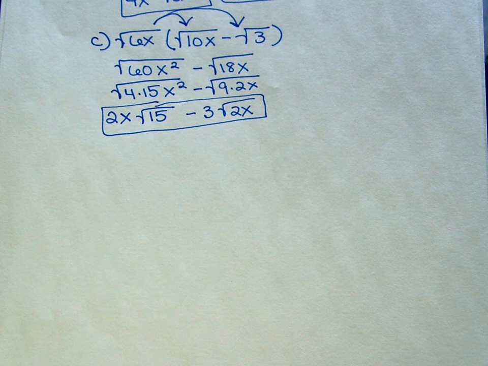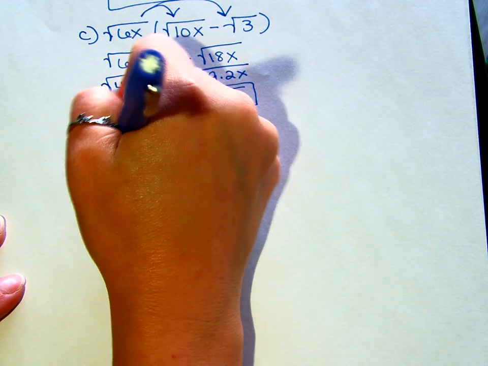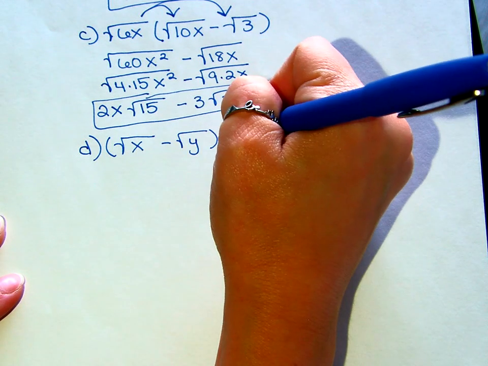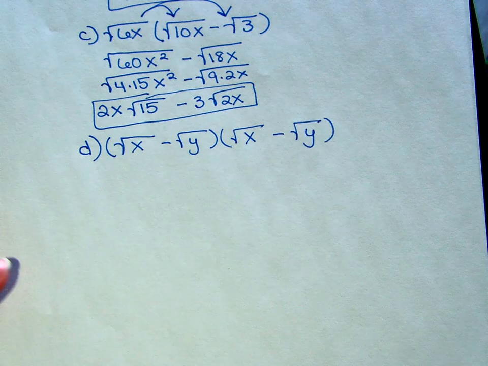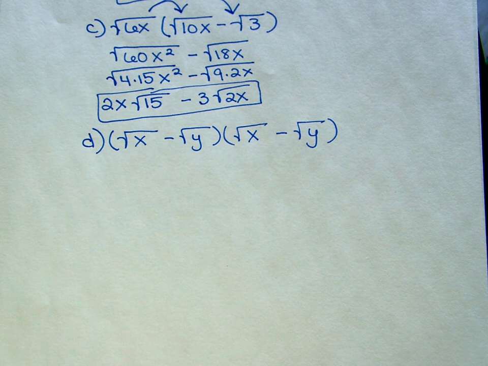All right, let's look at D. Radical x minus radical y times radical x minus radical y. We're going to sharpen up our FOIL skills. If you need refreshing on distributing and foiling and you don't want to deal with radicals in the mix, go back to chapter 6 when we were doing that. And you can do it with regular numbers and variables. But hopefully we're okay with foiling.